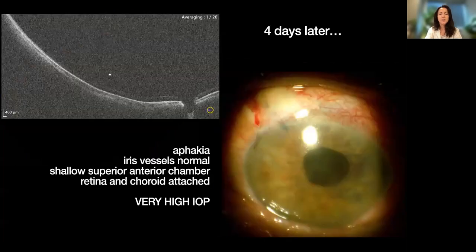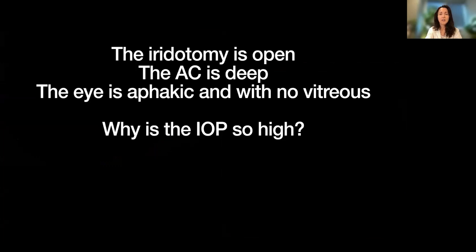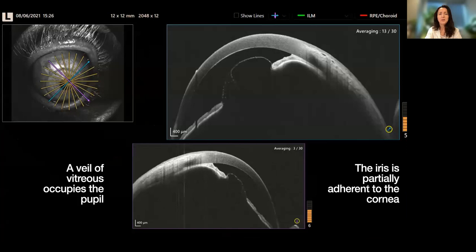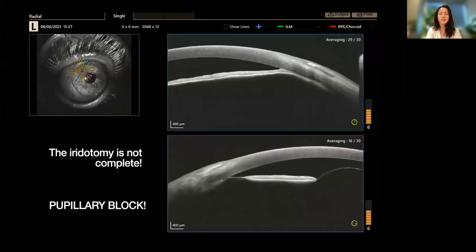But then a few days later, he came with very high pressure, and I did not understand why, because the iridotomy was open, the AC was deep, he was aphakic with no vitreous, so why? The OCT wide field of the anterior segment showed a veil of what I interpreted as remaining vitreous, and also that the iridotomy was not completely open.